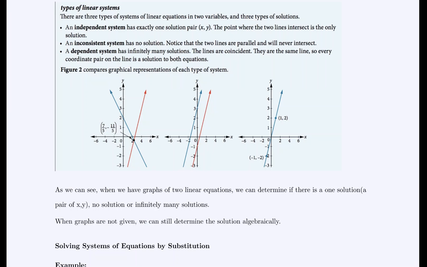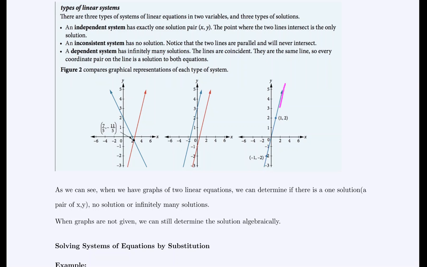So let's just keep that in mind as we go forward with the rest of the notes. Either it's going to be an independent system which has exactly one solution, the lines cross at a single point. It will be inconsistent if it has no solution. That means the lines are parallel and they're never going to intersect each other. And then dependent whenever they have infinitely many solutions, when the lines are actually the same line.